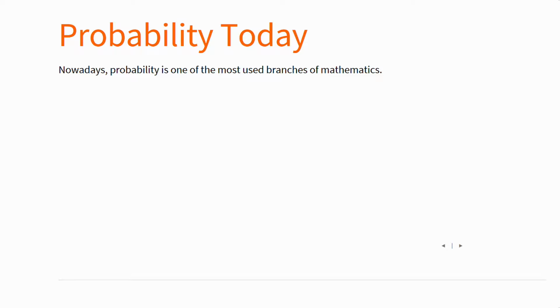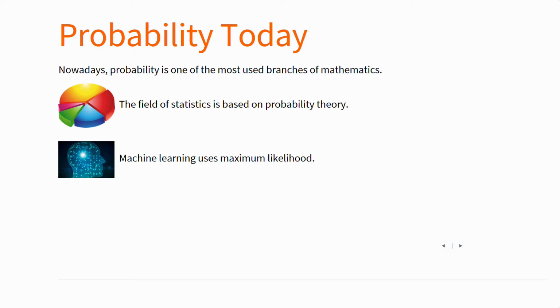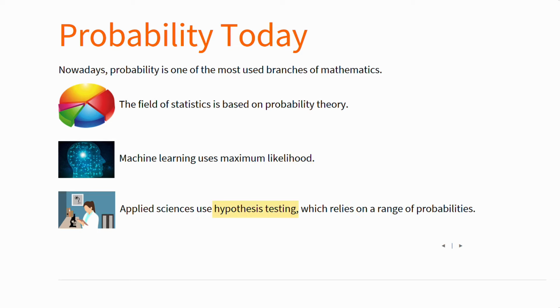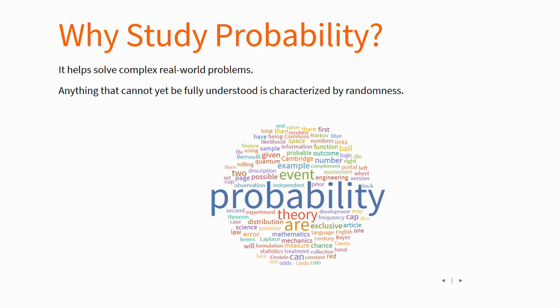Nowadays, probability is one of the most used branches of mathematics. The field of statistics is based on probability theory. Machine learning uses maximum likelihood as a core mechanic, which can be called maximum probability, and applied sciences of all types use hypothesis testing, which is a test on range of probabilities. So why study probability? Trust me, probability is more than just another math problem. It's a tool to help solve complex real-world problems. Consider this. Anything that cannot be yet fully understood is characterized by randomness. So probability is often instrumental in making new discoveries.